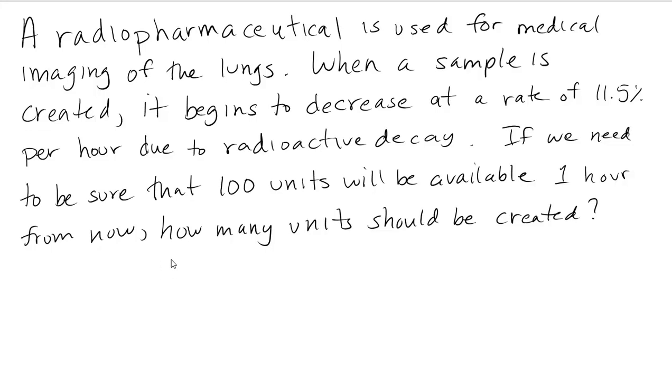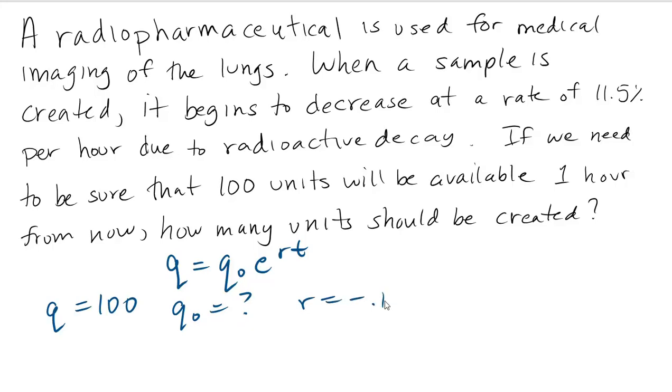We know the model for exponential decay is Q equals Q sub 0 e to the RT, but now Q is 100, that's what we need to end with, and the initial amount is the question. R is still negative 0.115, we're using the negative because of the radioactive decay. The amount is decreasing over time. T is only 1 this time. Plugging in our numbers, we get 100 equals Q sub 0 e to the negative 0.115 times 1.